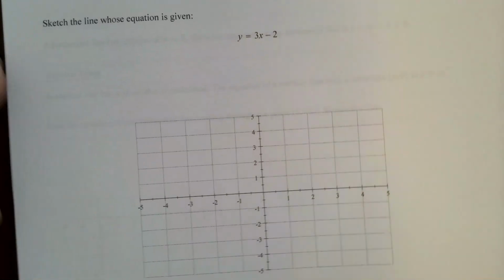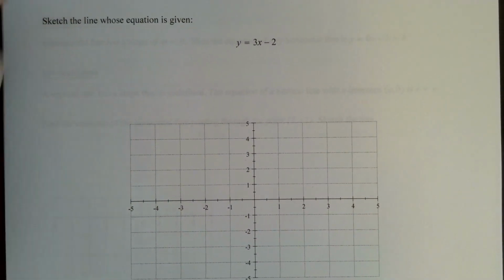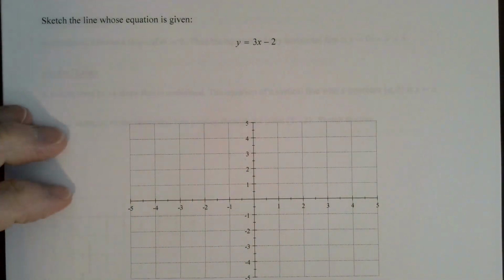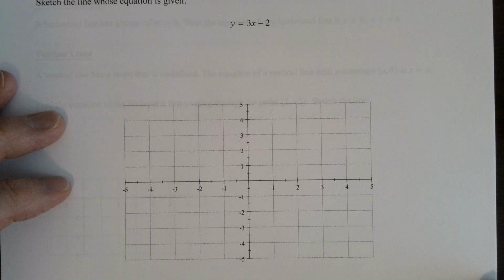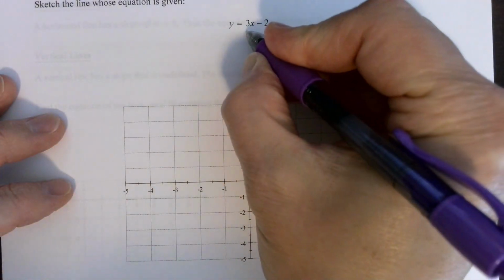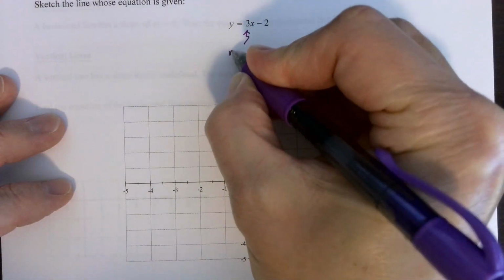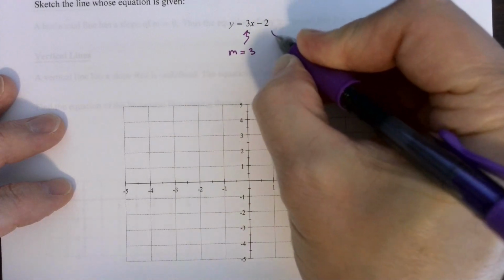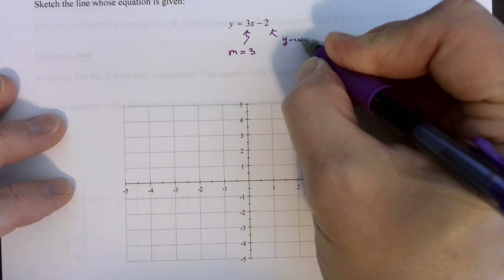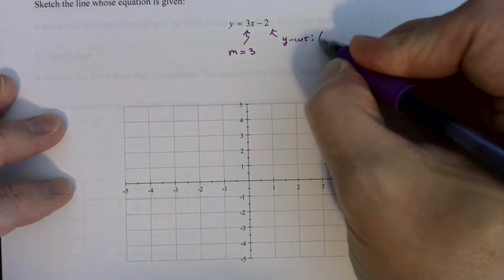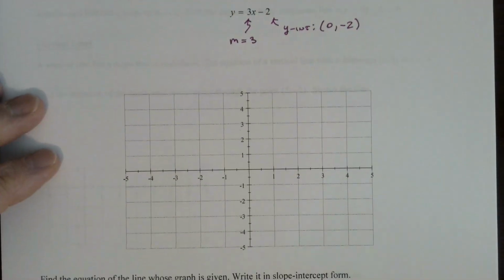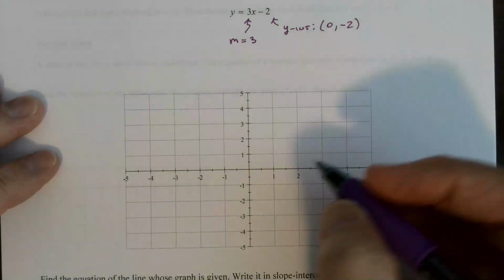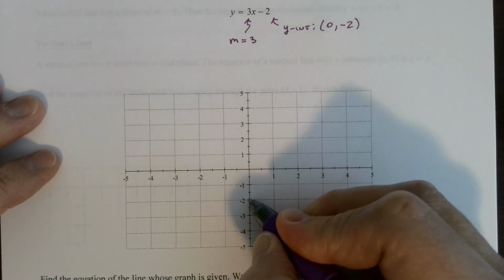Okay, let's just make sure we can sketch lines, right? So sketch the line whose equation is y equals 3x minus 2, where we know from the slope-intercept form that my slope m is 3, and here my y-intercept is negative 2, or as I like to write, 0, comma, negative 2. So how do I sketch the line? I go to the y-intercept, which is 0, comma, negative 2.